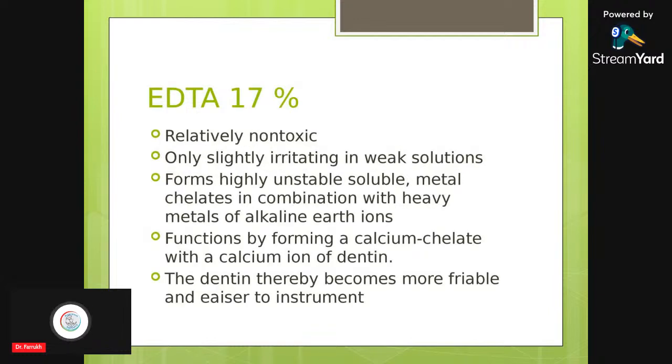Okay, so EDTA is 17%. I was talking about it: it is relatively non-toxic, only slightly irritating in weak solution, and forms a highly unstable solution. Metal chelates in combination with heavy metals of alkaline earth function by forming calcium chelate with the calcium ion of dentine. Dentine thereby becomes more friable and easier to instrument. So this was the point I was talking to you about earlier, that because of EDTA, it becomes very easy, because dentine becomes very friable and it is very easy to instrument.